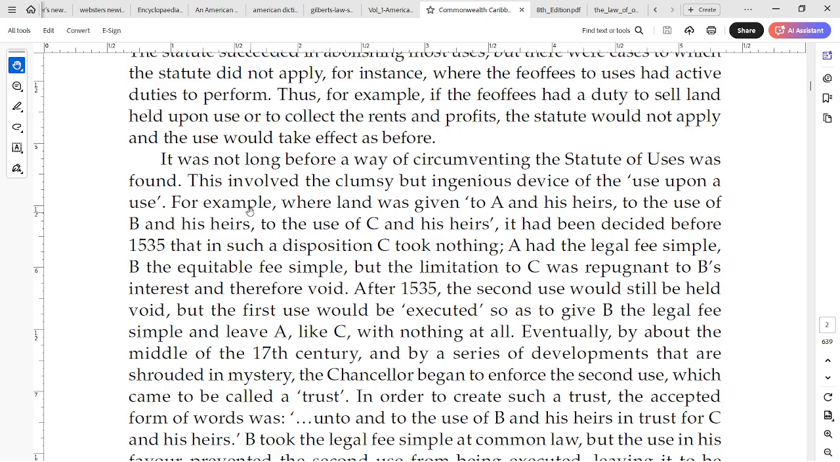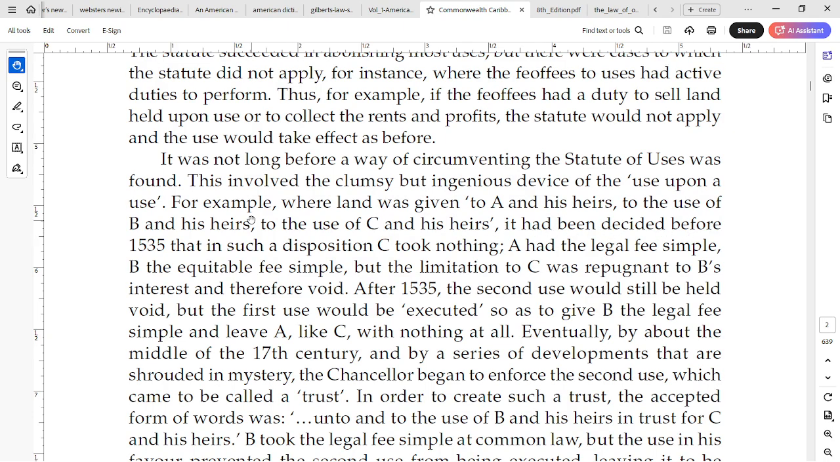Okay? For example, where land was given to A and his heirs, so the land was given to A, to the use of B and his heirs, we know that A and his heirs are the trustees. The use of B, B and his heirs are beneficiaries, to the use of C and his heirs. So this is the use upon a use. So when I say a use upon a use, we create a use with A and B, and then we create a further use from B to the use of C and his heirs.